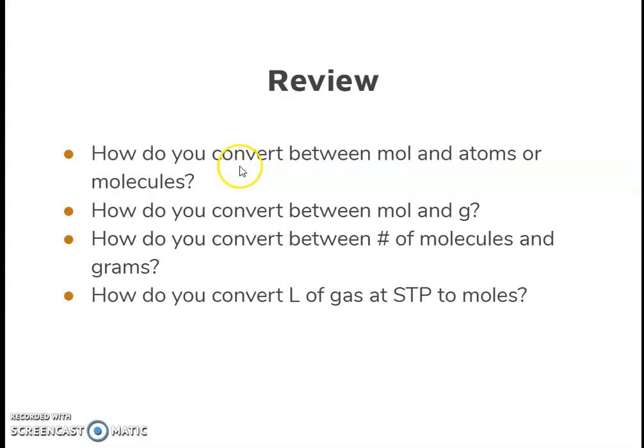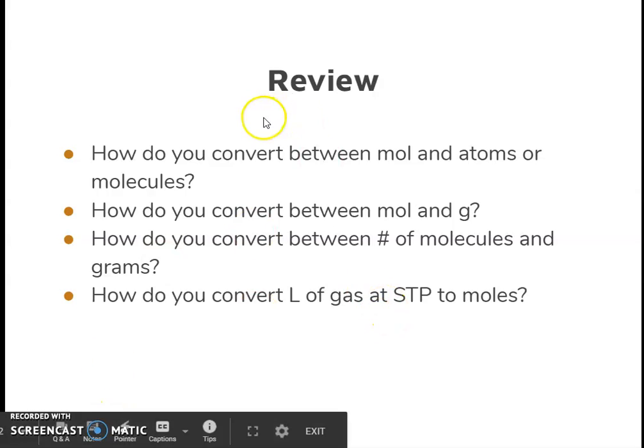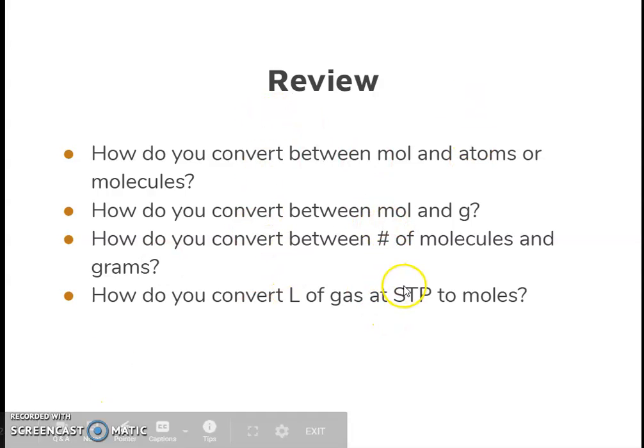So make sure you can convert between moles and atoms, or moles and molecules. Make sure you can convert between moles and grams. All right. Make sure you understand how to convert between number of molecules and grams. And then how do you convert liters to moles? So basically go back to that mole map and make sure you understand how to do that.